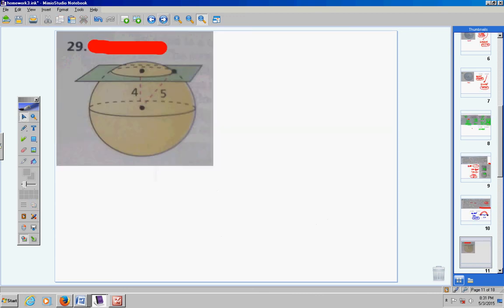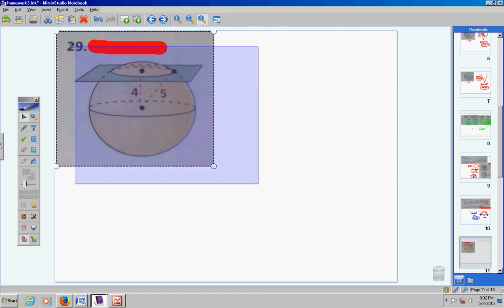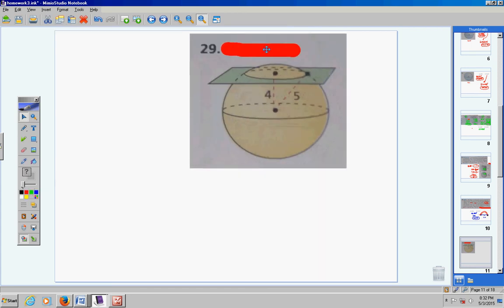Moving on to numbers 29 through 41, odd. Now, in 29 and 31, they want us to find the area of the intersection of the sphere and the plane. Now listen, we have a flat plane going across here, okay? And if you'll notice, let me move this over so my pen works a little better over here. Now, listen, students, if you have a flat plane that intersects a sphere, it's always going to make a circle, okay?